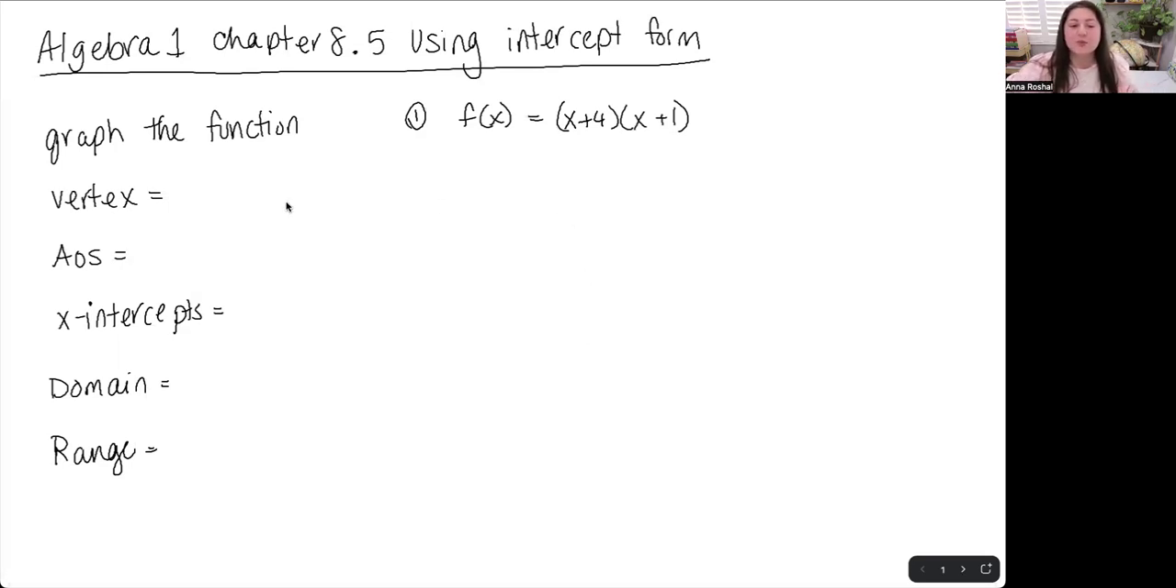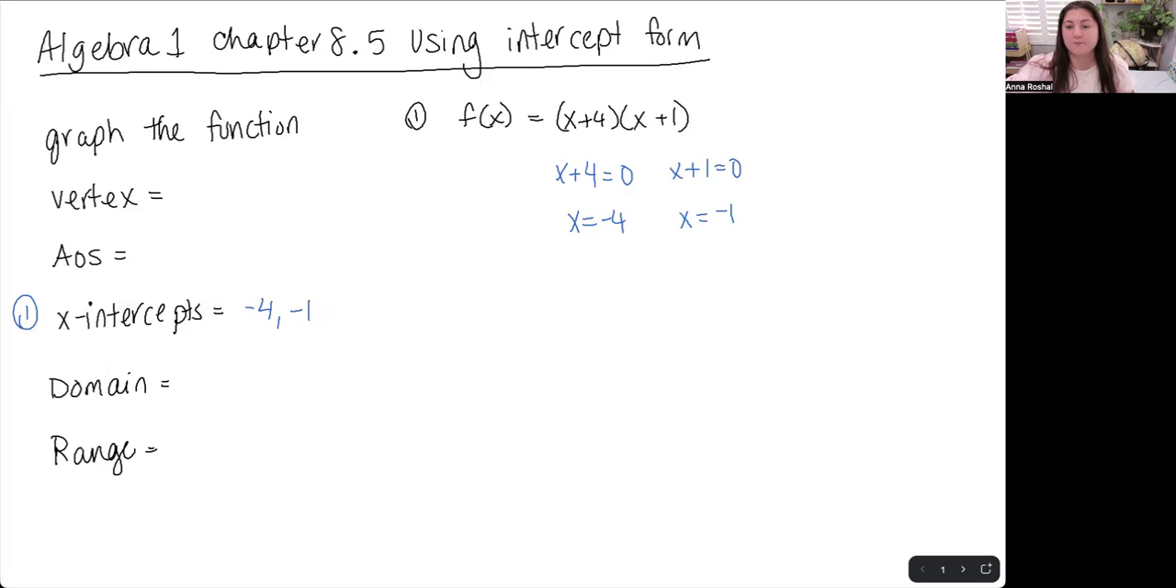Okay, so when we graph a function like this, there are a couple of things that we're going to need to do. Step one, we're going to need to find our x-intercepts. When we're in intercept form already, finding our x-intercepts is the very first thing that we do, and it's super easy. The way that we find our x-intercepts is we just set each of the parentheses equal to 0 and then solve. So in order to get x on its own, we're going to subtract 4, subtract 1, and we're going to end up with x is -4 and x is -1. So my x-intercepts are going to be -4 and -1.